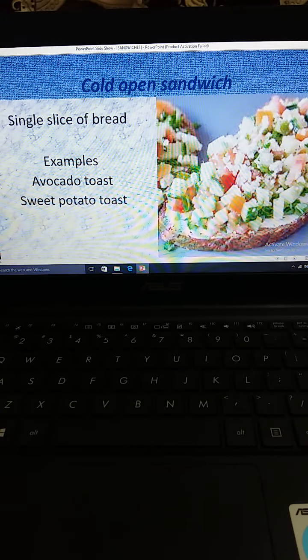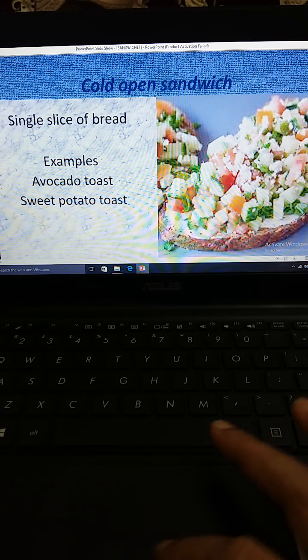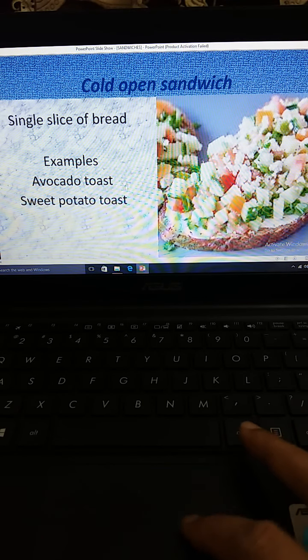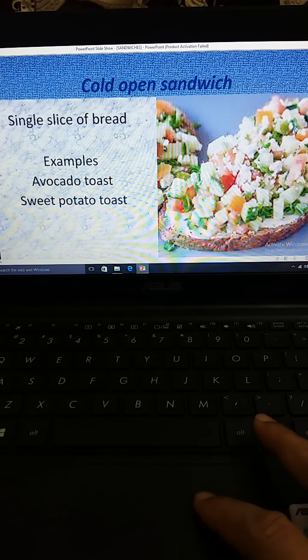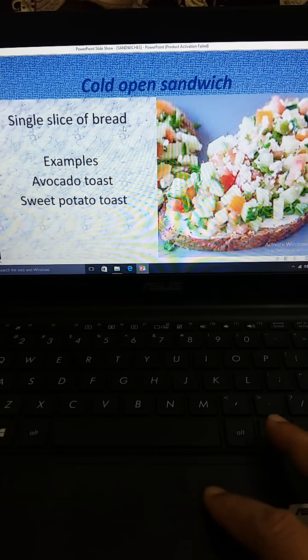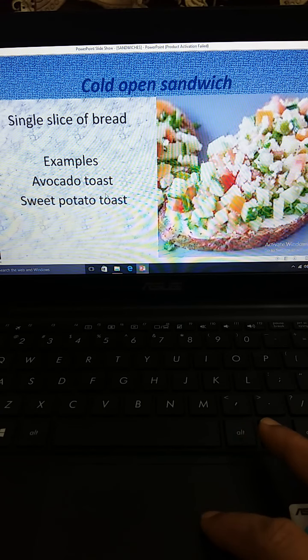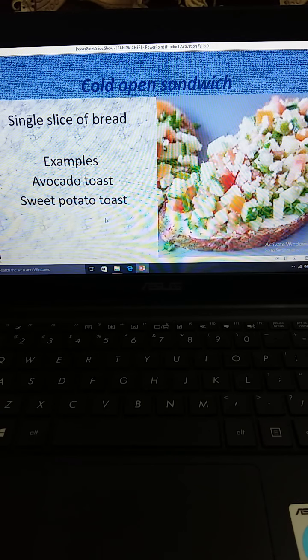First is cold open sandwich. Cold open sandwich can be made from a single slice of bread. As the picture shows, it is made of a single slice of bread. Examples of cold open sandwich are avocado toast and sweet potato toast. In cold open sandwich, dressing is applied on the single slice and then topped with a topping or a filling on it.